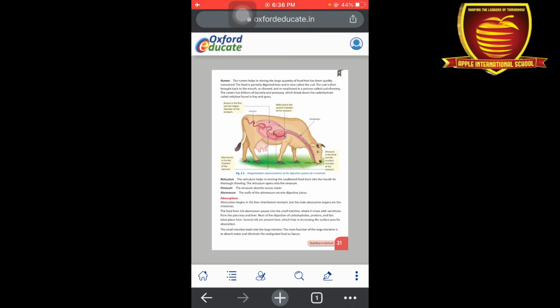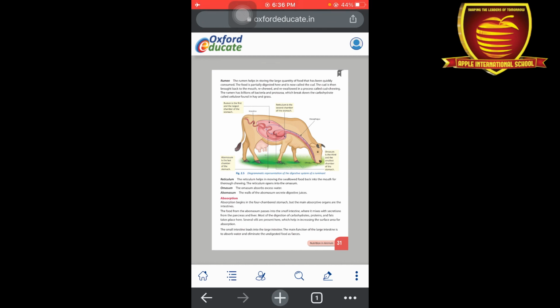ओके, द कड इज देन ब्राउट बैक टू द माउथ, और वो जो पार्शियली डाइजेस्टेड फूड है वो बार बार अपने माउथ में वापस लेके आते हैं. ठीक है, उसे रीच्यू करती हैं, रीस्वैलो करती हैं. ठीक है, तो उस प्रोसेस को हम क्या कहते हैं, कड च्यूइंग. ठीक है, क्योंकि कड को वो बार बार च्यू कर रही है ना.